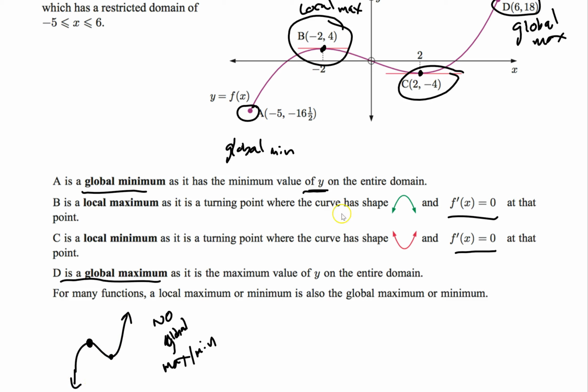Sometimes the global max or min could also be the local min. If I give you a parabola, this has no max, no global max. But it does have a local min, which is also the global min. So in that case, it's both.